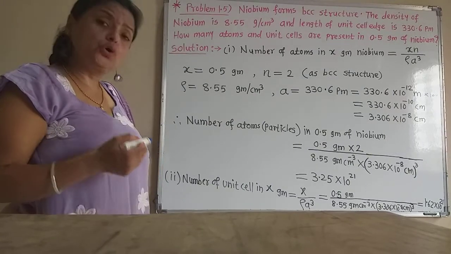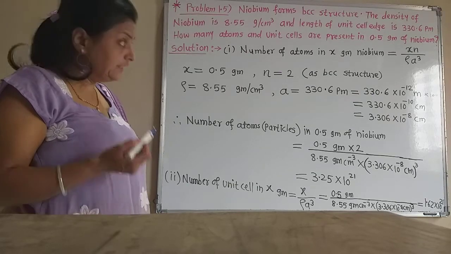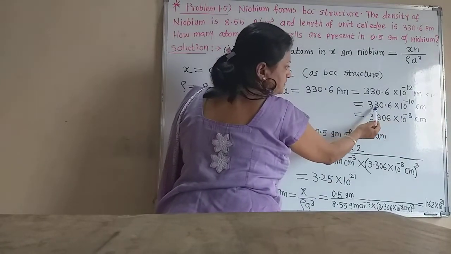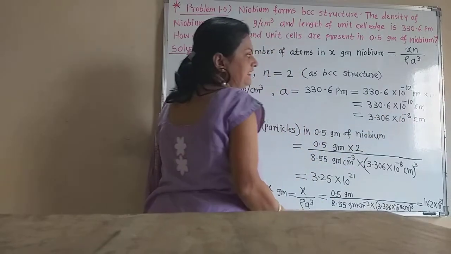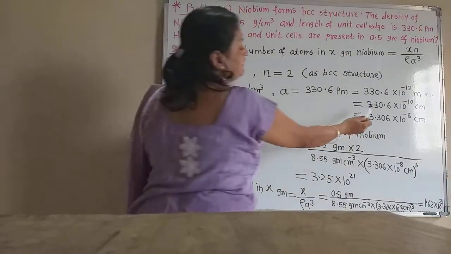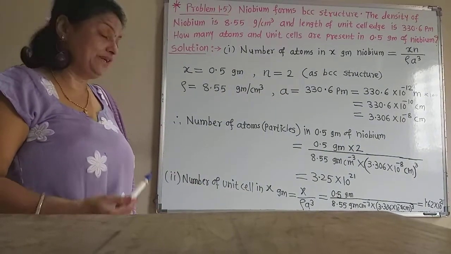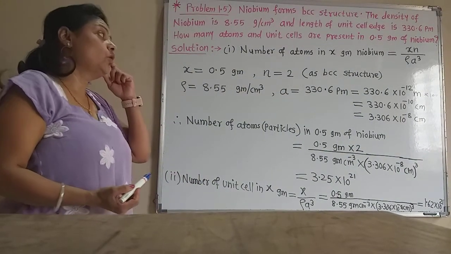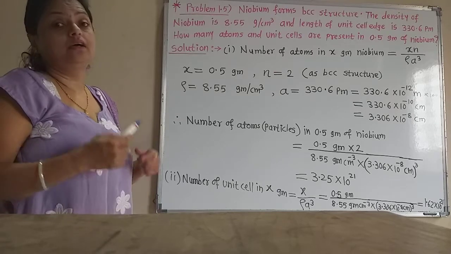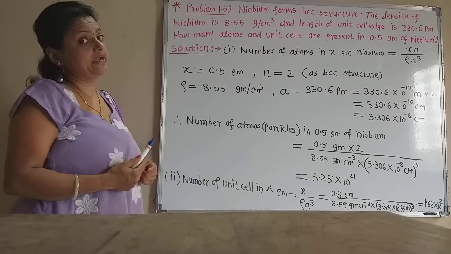But we have to convert this 330.6 into 10 raised to minus 10 centimeter into the value 3.306. Now this point comes here, that means the exponent increases by 2 and this becomes 10 raised to minus 8 centimeter, because the original point comes here. Now this is the value of the edge length. In chemistry, we always take the value with one number before the point, that is 3.306 into 10 raised to minus 8 centimeter.